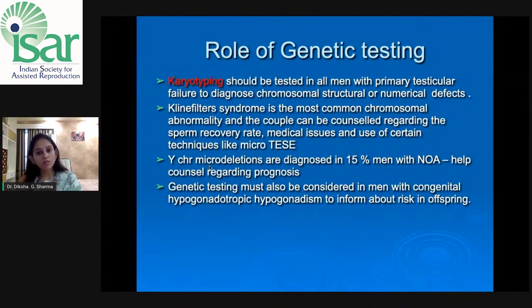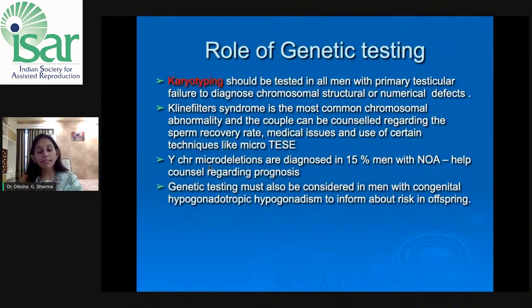Once the diagnosis of Klinefelter's has been made on genetic testing, we have to counsel the couple regarding the rates of sperm recovery, the medical issues the man can have in the future, and the use of certain techniques which can help improve their chance of conception, like microTESE, which is a microscope-guided testicular biopsy. Also, sometimes we have to address that these males can have really low testosterone levels, which can affect their sexual life. So, treatment of those factors also has to be done.